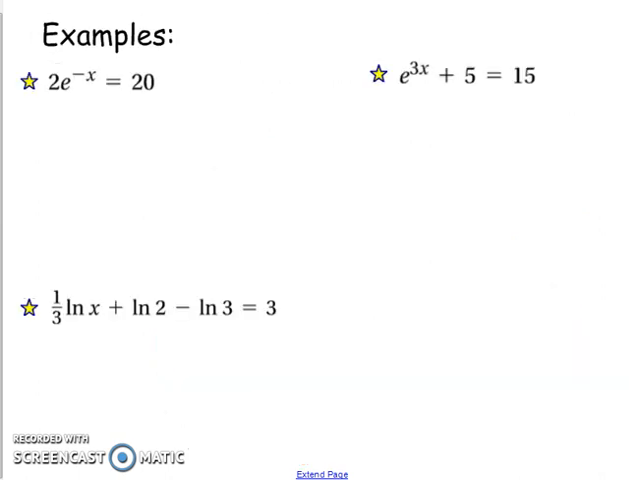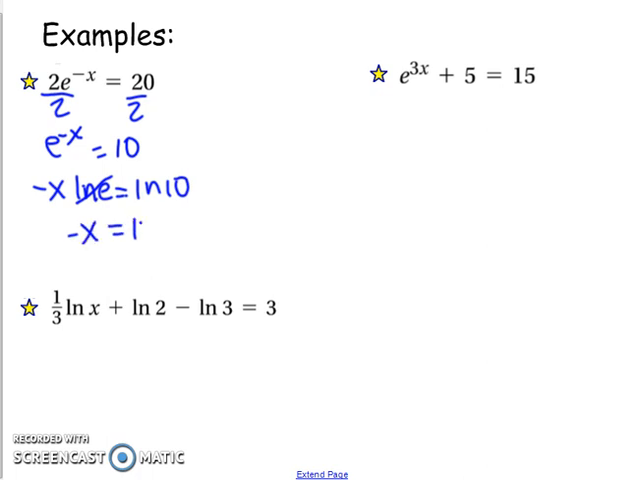So if we look at a couple more examples, again, you're trying to isolate the e. So we're going to first divide both sides by 2. So we get e to the negative x equals 10. And then we're going to take the ln of each side. And when I take the ln, the exponent comes down. So I have negative x ln e equals ln 10. ln of e is going to become 1, so that's gone. I have negative x equals ln 10. So divide by a negative, x equals negative ln of 10. And if we find the approximate, it's going to be about negative 2.3.